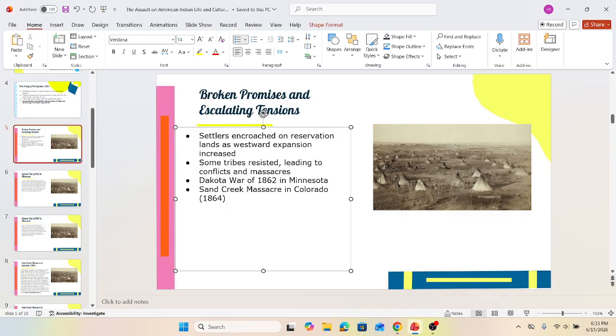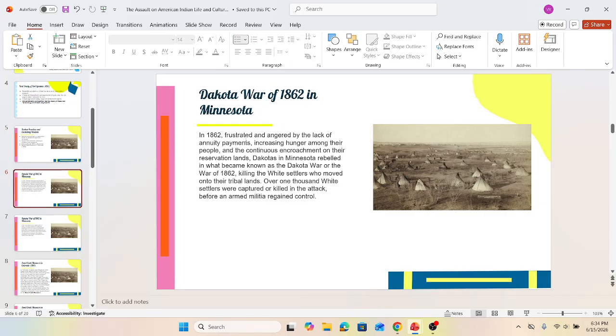Some tribes resisted, which led to conflicts and massacres, notably the Dakota War of 1862 in Minnesota and the Sand Creek Massacre in Colorado two years later in 1864, which we're going to talk about. So the Dakota War in Minnesota: in 1862, the Dakota people were frustrated and angered by the lack of these annual payments that the government of the United States had promised them.